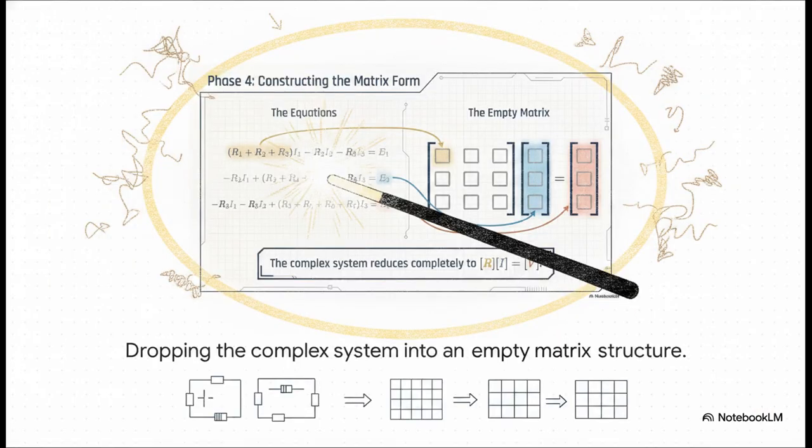And here's the absolute magic trick of Phase 4. We take all those sprawling, intimidating equations, strip away the clutter, and drop the coefficients neatly into an empty matrix structure. The entire complex system completely reduces to the foundational format of R times I equals V. Your resistance matrix multiplied by your current vector equals your voltage vector. Suddenly, all that chaos is perfectly contained.